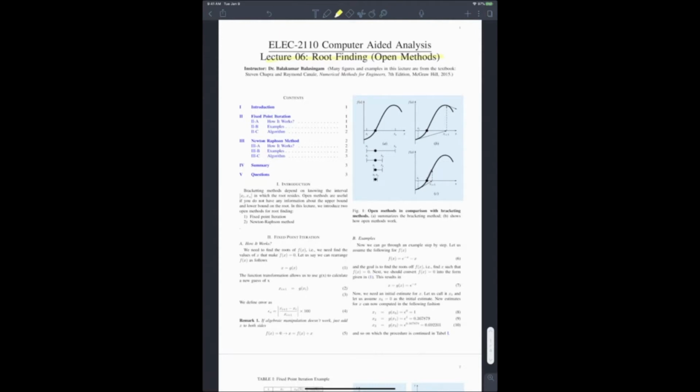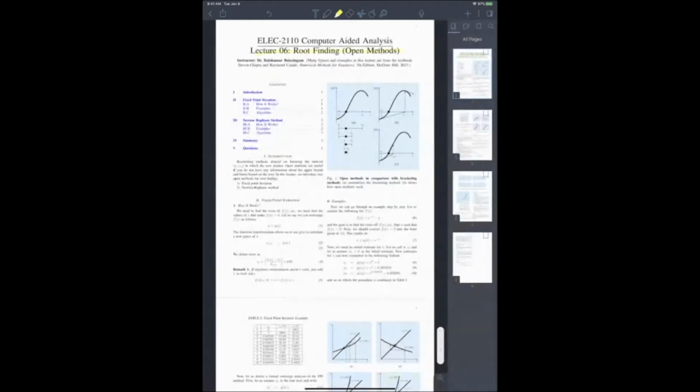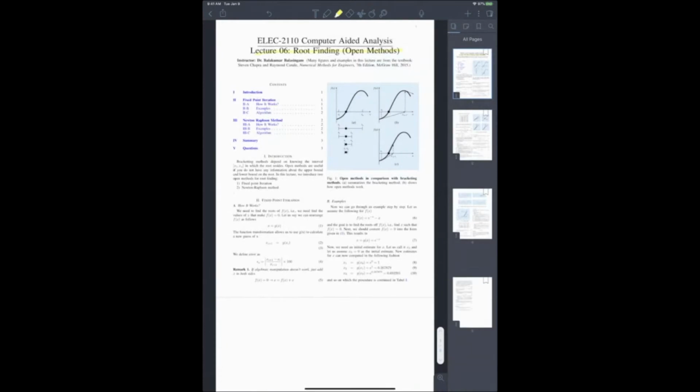All right, so yes, we are studying two methods for each approach in the book. There might be a little bit, maybe one more. I'm only resorting to two approaches here. Open method. Why it is called open method is, let's compare this with the bracketing method.